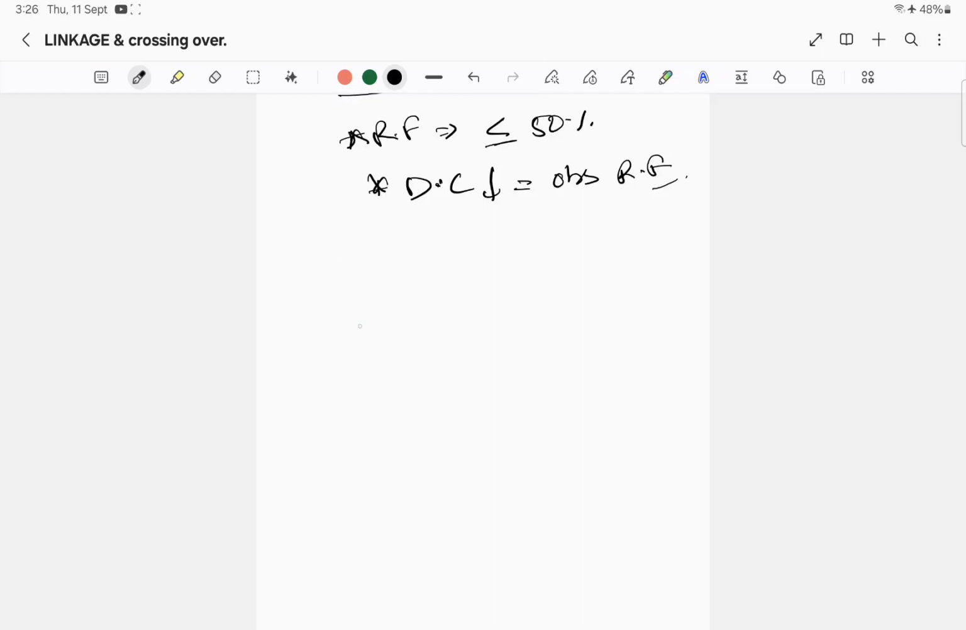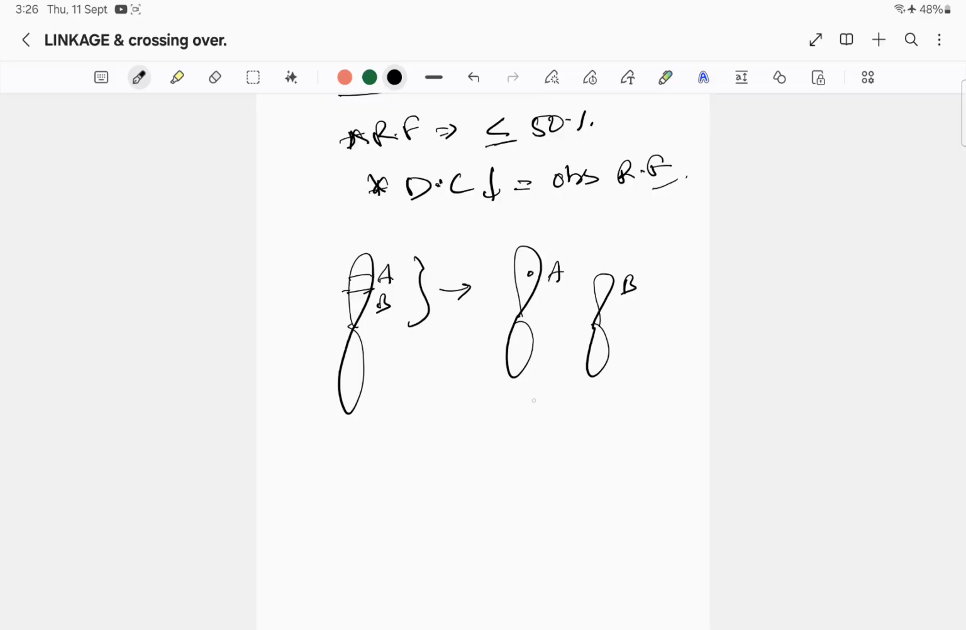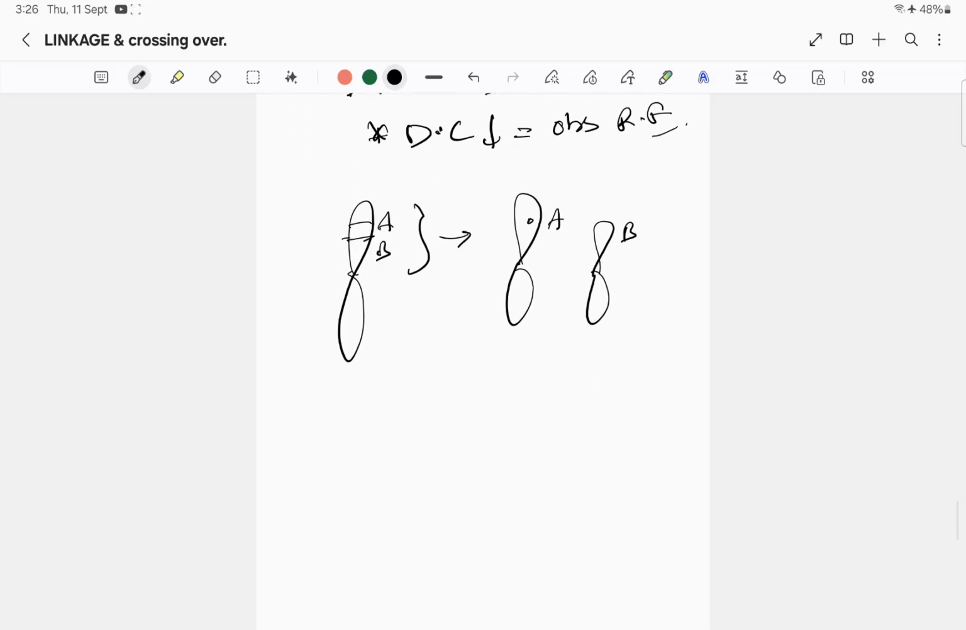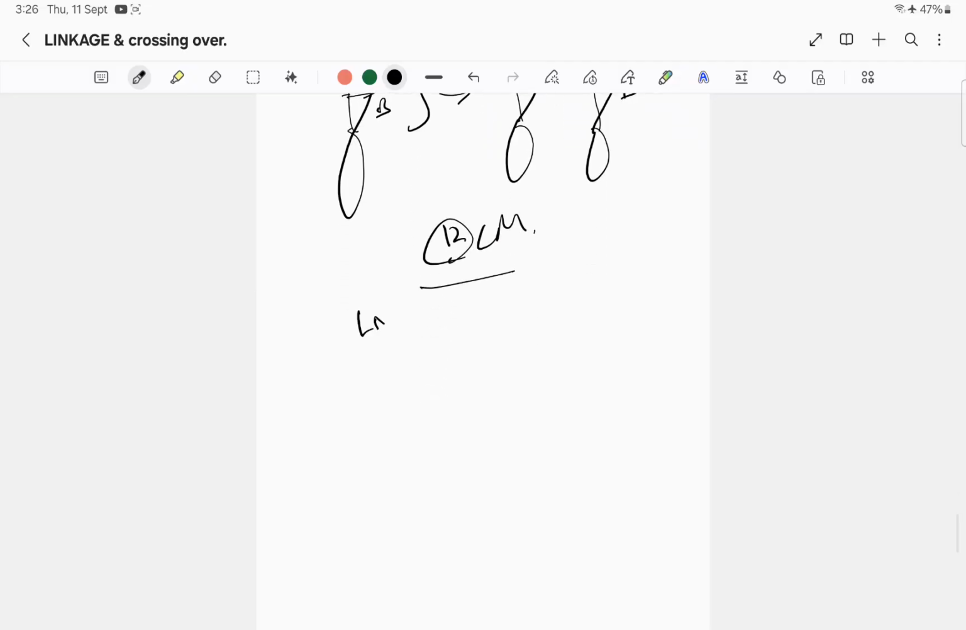If the linked genes are present on the same chromosome, the crossing over can separate them. For example, A, B: if crossing over has occurred in this place, A will be on one side and B on the other. Recombination frequencies will give the distance in centiMorgan. In our case, it is 12 centiMorgan. So the distance between A and B is 12 centiMorgans.